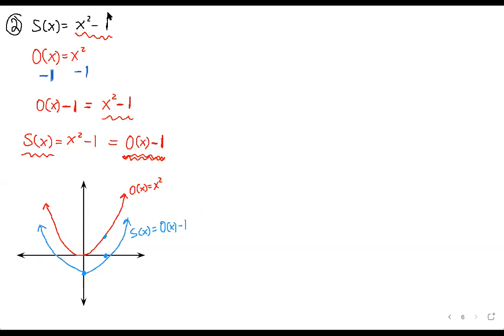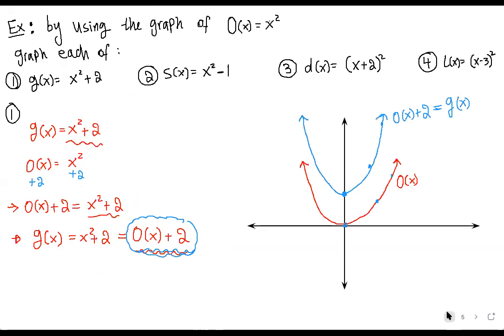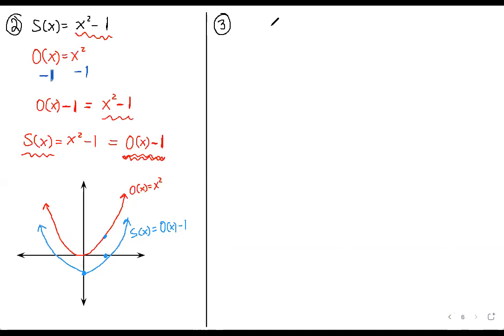Any question so far? Is it clear? Okay, now the third one. D of x equal x plus 2 square, everything square. Square, sorry.